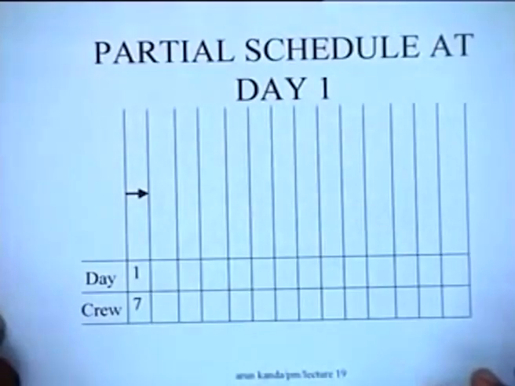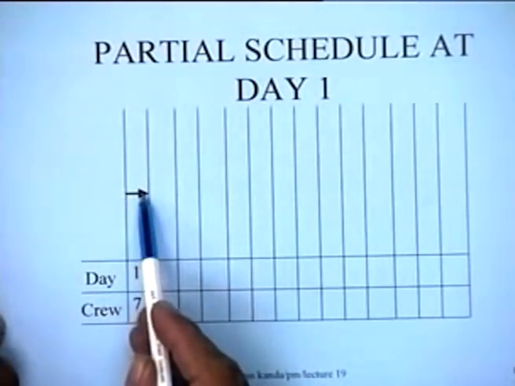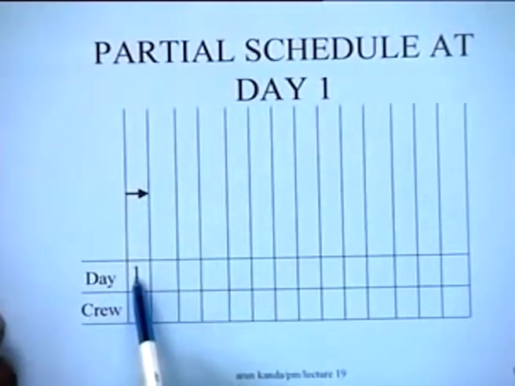On the first day we will now build up the schedule day by day. On the first day we take a decision that we schedule this particular job 7, and once we schedule this job on this particular day, on the first day the total crew that we have used up is 7, and that's what it is. And after this we move to day 2.